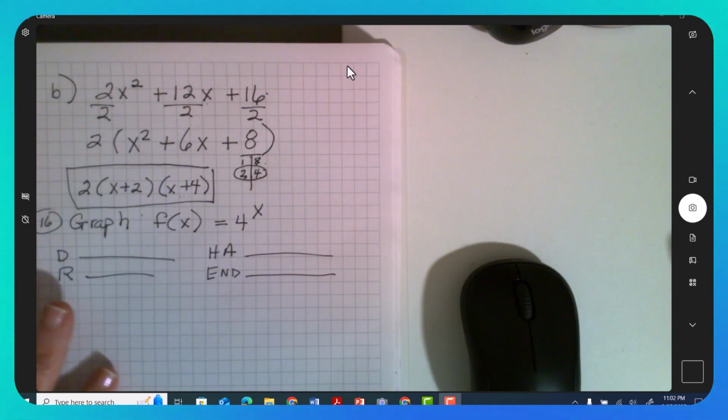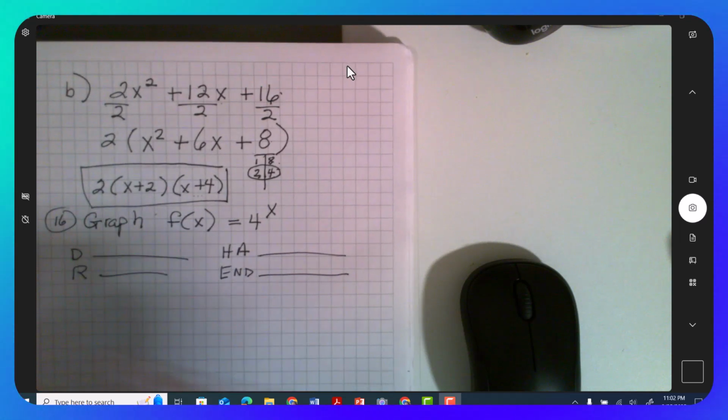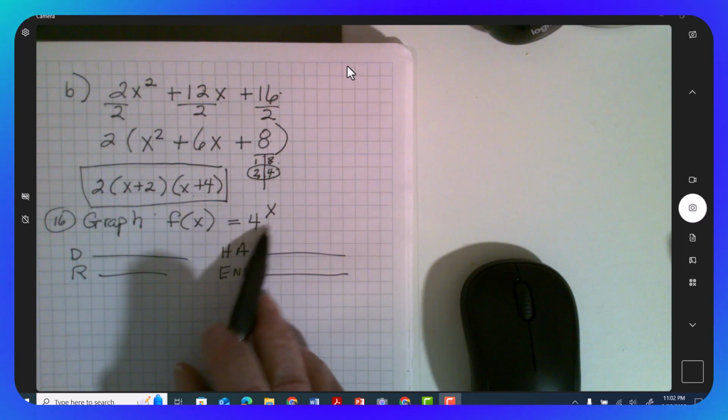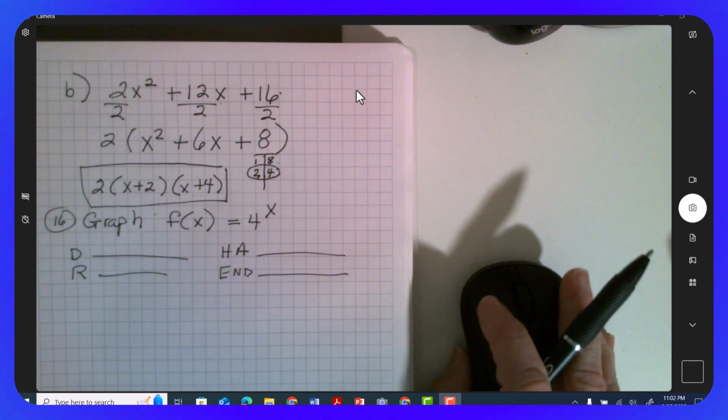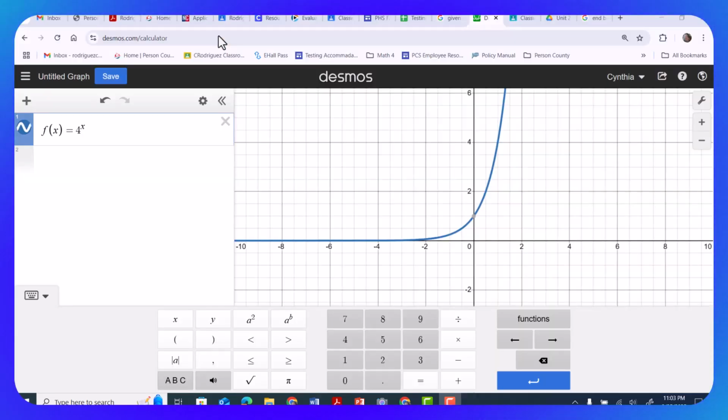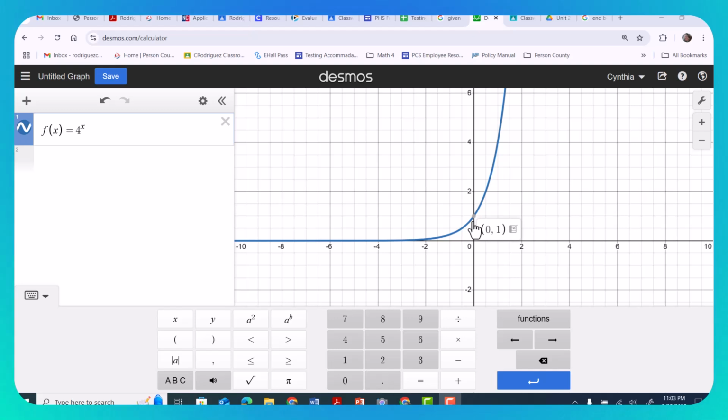All right, let's look at question number 16. We're asked to graph f of x equals 4 to the x. So let's move over to our graphing calculator. All right, now that you've put this into your graphing calculator, we can see this is an exponential function. It's going to cross the y-axis. The y-intercept is (0, 1). It's going to increase exponentially.